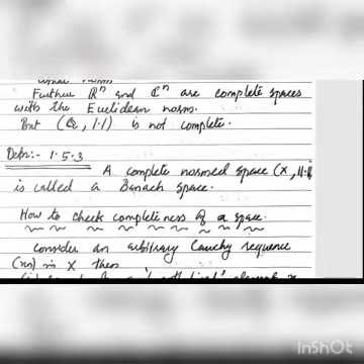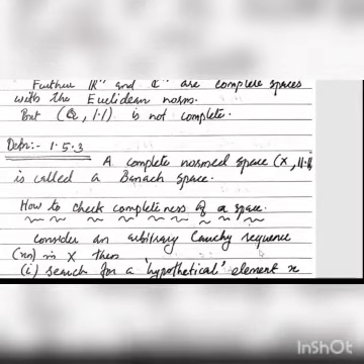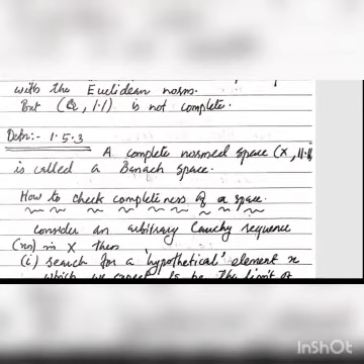Definition 1.5.3. A complete normed space is called a Banach space. That means when you take a normed space in which every Cauchy sequence converges and the limit belongs to the space, then the space is called a Banach space. So how to check whether a given space is Banach or not? That is, how to check the completeness of a space.